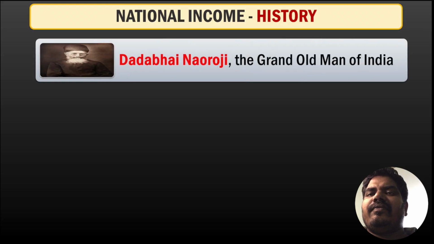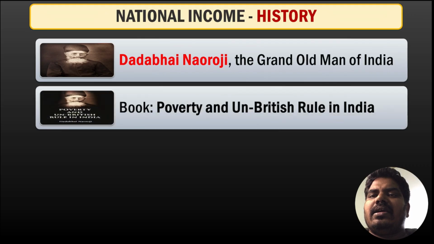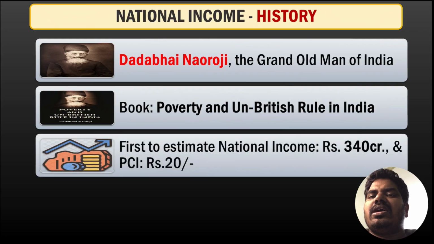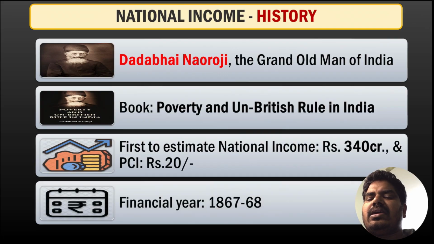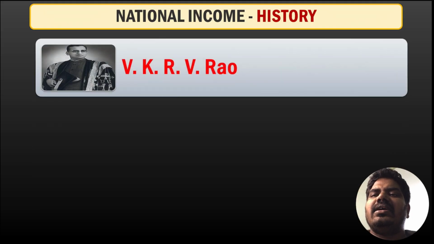So here we have Dadabhai Naoroji. He is called the Grand Old Man of India. He wrote a book called Poverty and Un-British Rule in India. In this book, he is the first to estimate national income, that is 340 crore as national income and per capita income as 20 rupees. This was done in the financial year 1867-68.